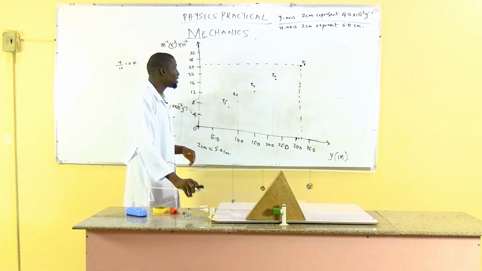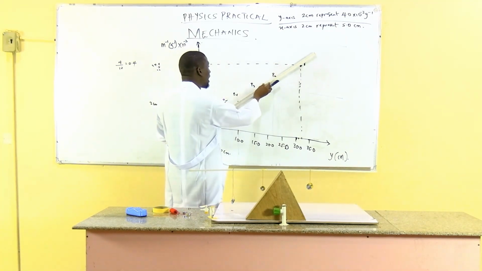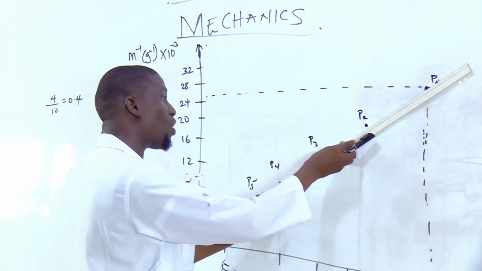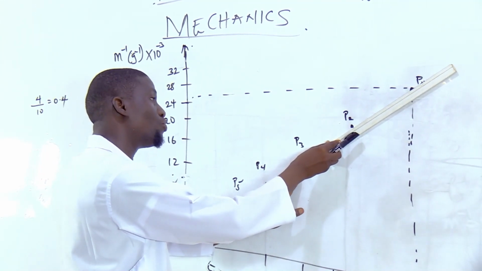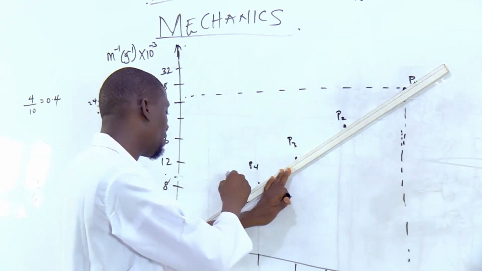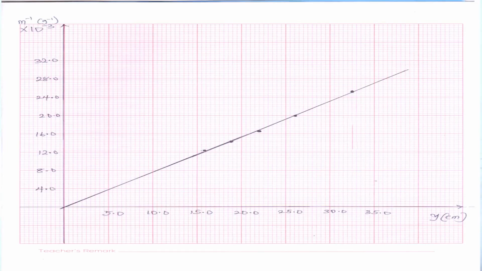So now if you put the ruler, then you draw the line through the points as shown in the graph. Okay, you can see roughly all the 5 points are on the line.